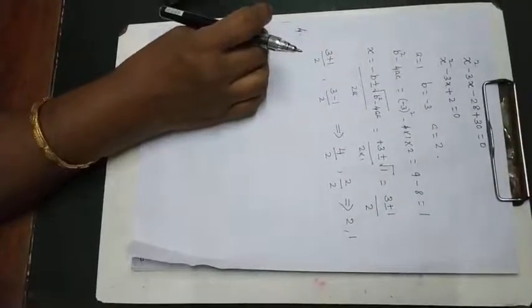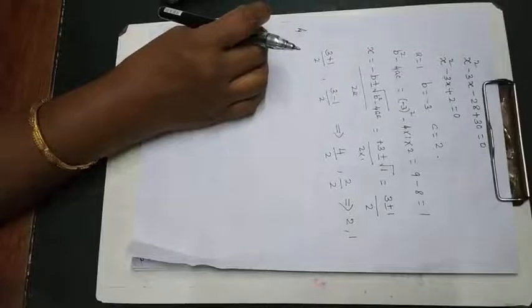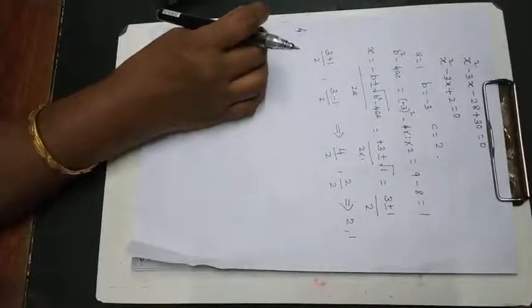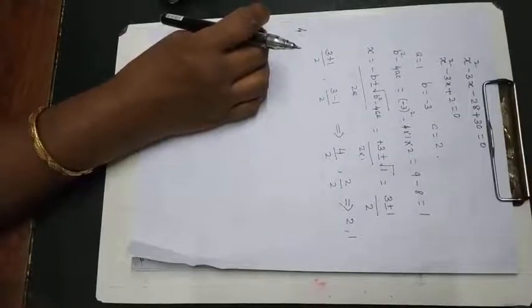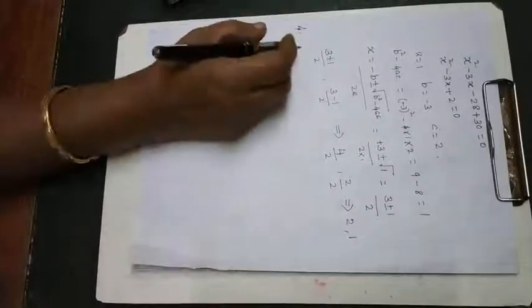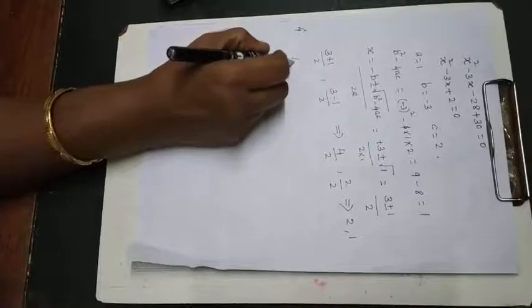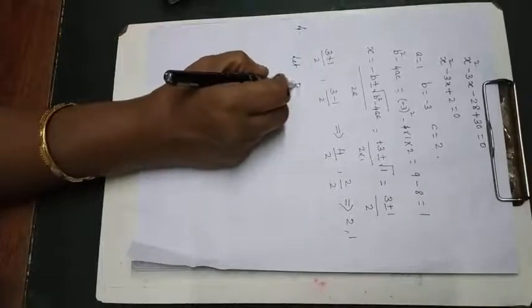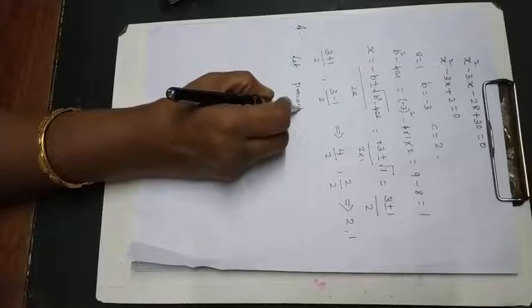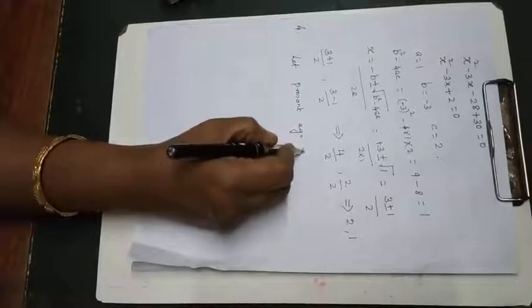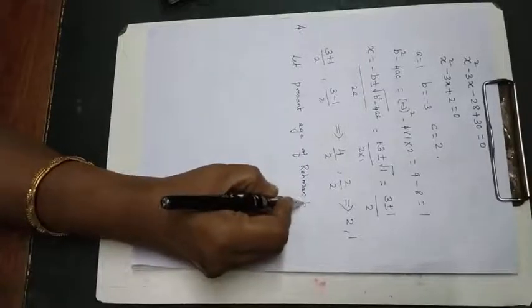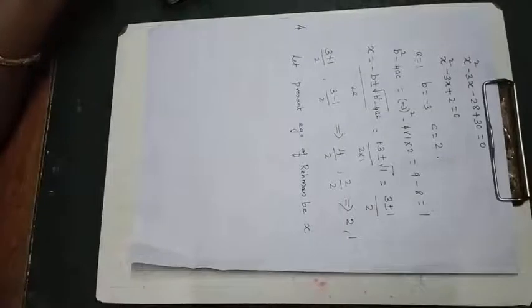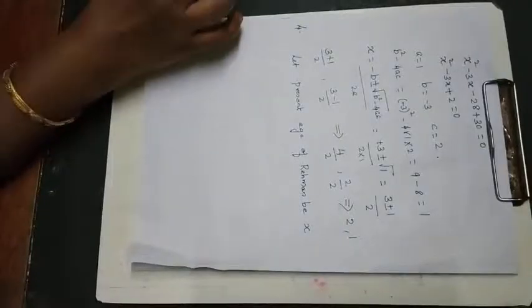Now fourth question. The sum of the reciprocals of Rahman's ages 3 years ago and 5 years from now is 1 by 3. Find the present age. Now present age. So let the present age of Rahman be x. Okay, so present age we are taking as x.